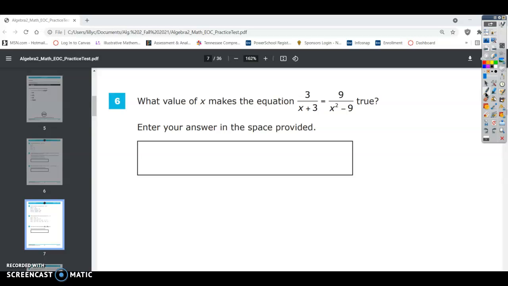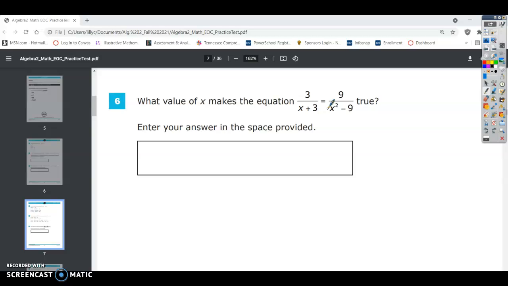All right, so for this one we can see we have a rational equation. Rational means it's a fraction, and it's an equation because it has an equal sign. But it's also rational because the variable is in the denominator. So how do we solve this?